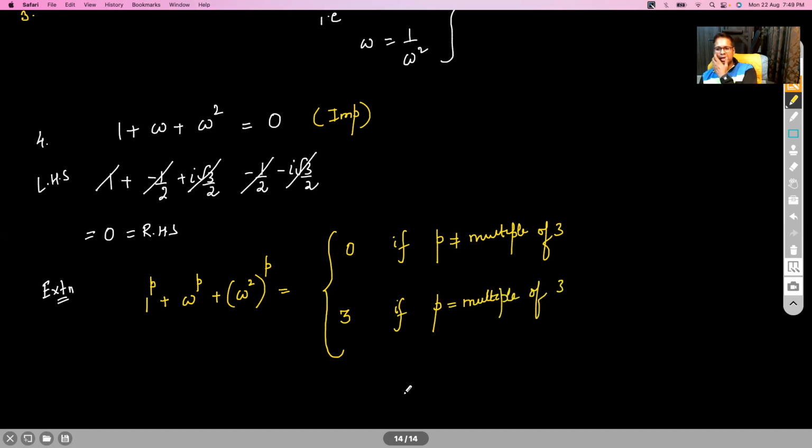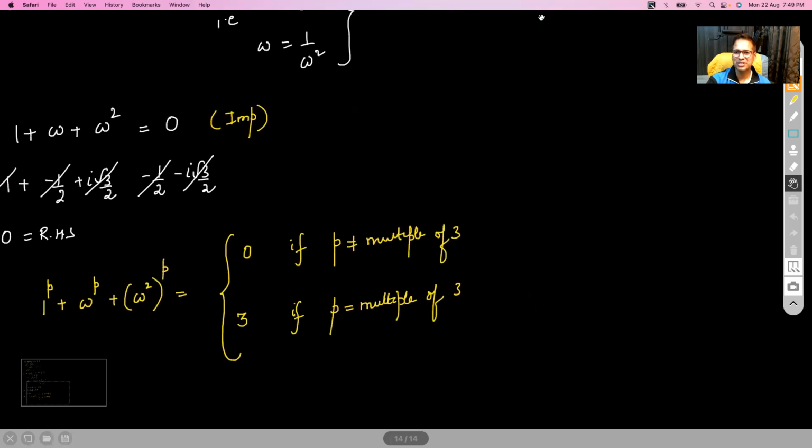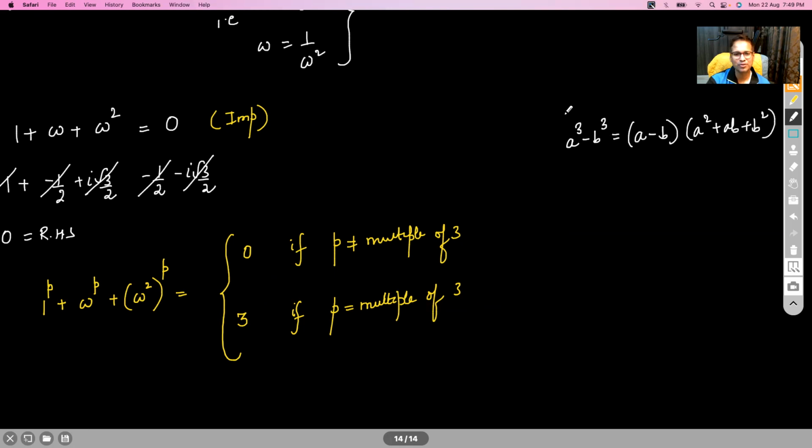Okay, let's prove this property. But for proving this property, how many of you are aware of this formula? a cube minus b cube is a minus b, a square plus ab plus b square. All of you are aware of this formula? Right. This is one of the identities that you have learned in junior classes also. Okay, good.